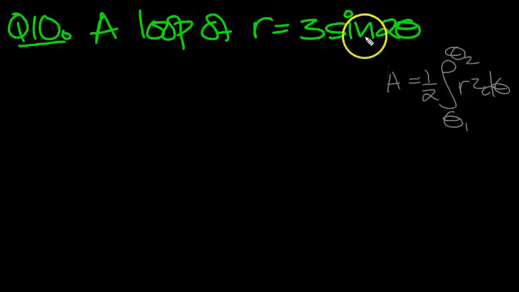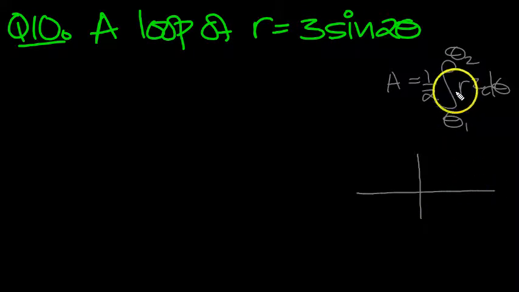A loop of r equals 3 sine 2 theta. Let's just do a quick sketch of this then. Try and get a loop of this and work out the area then.